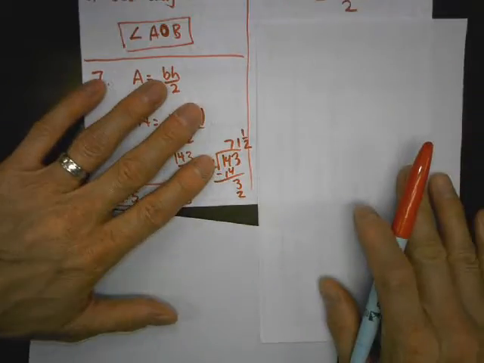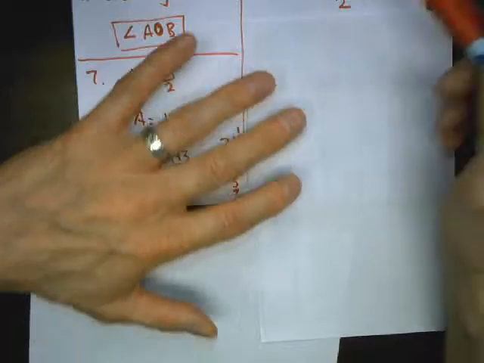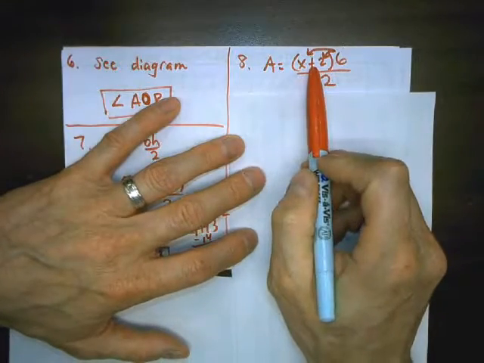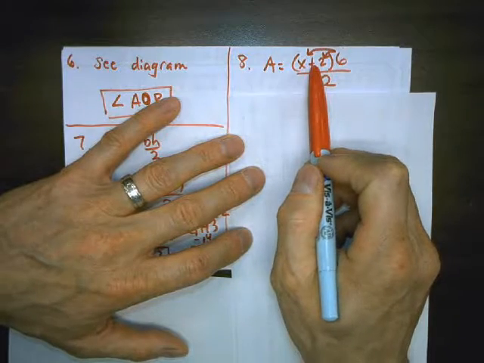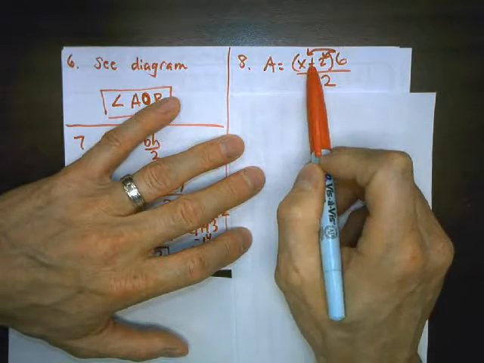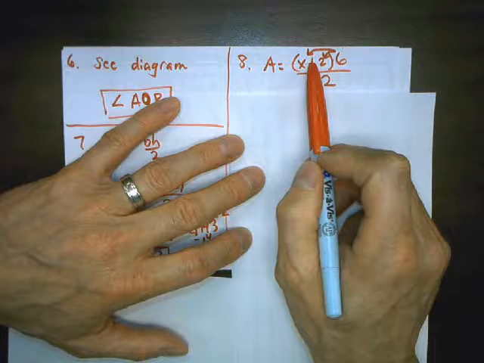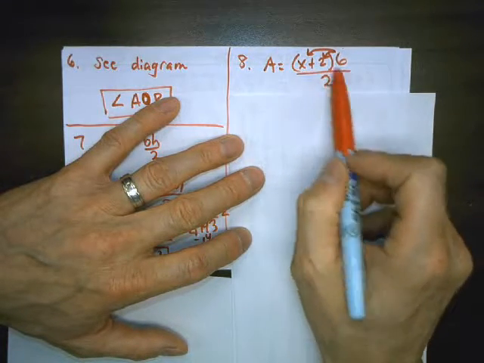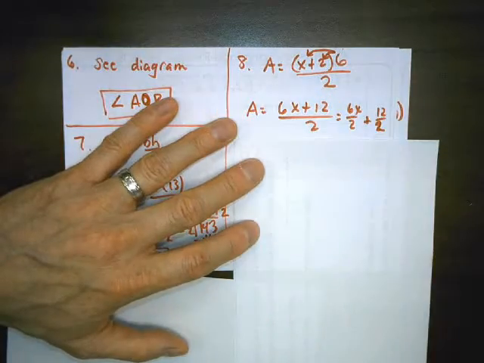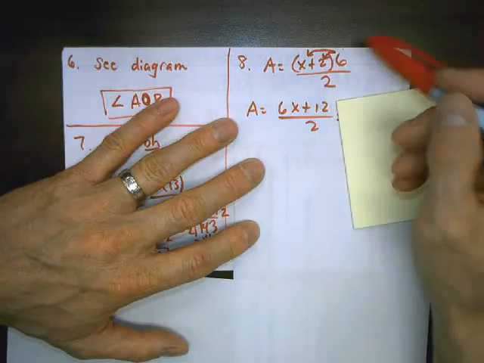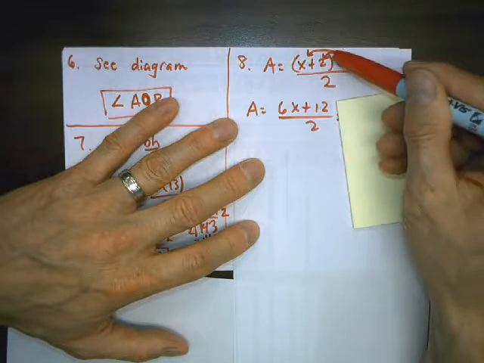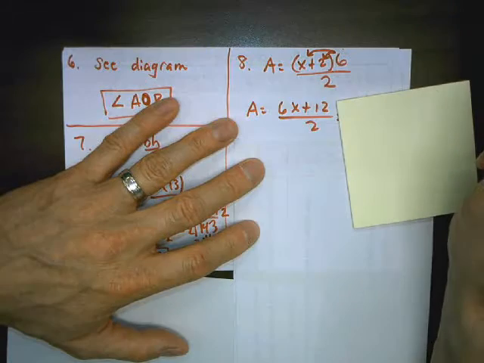So 1/2 base times height, or base times height divided by 2 would look like this. The base is x plus 2. Look on your diagram. Make sure that makes sense to you. That's the base. The height is 6 because they're perpendicular. And then area of a triangle means divide by 2. So to simplify this expression, I can distribute first. I believe this is the easiest way to teach it to you. So I go 6 times x is 6x, and 6 times 2 is 12.